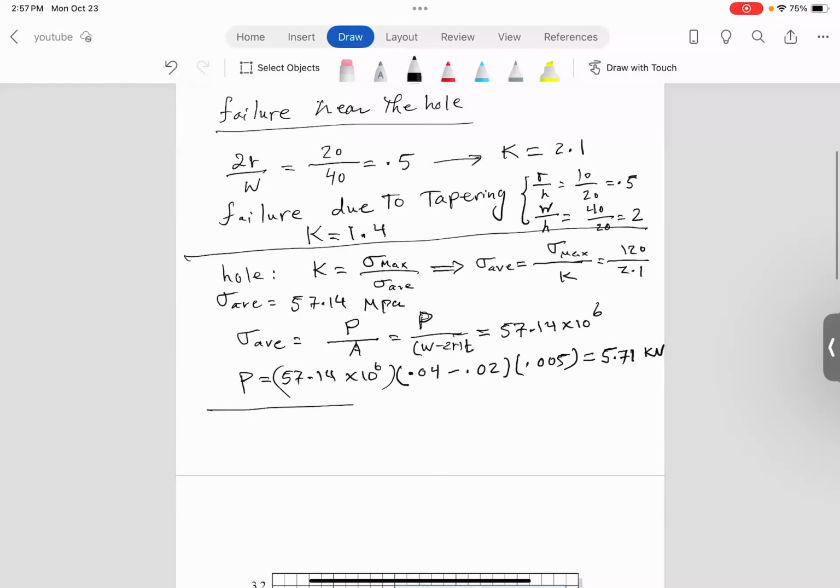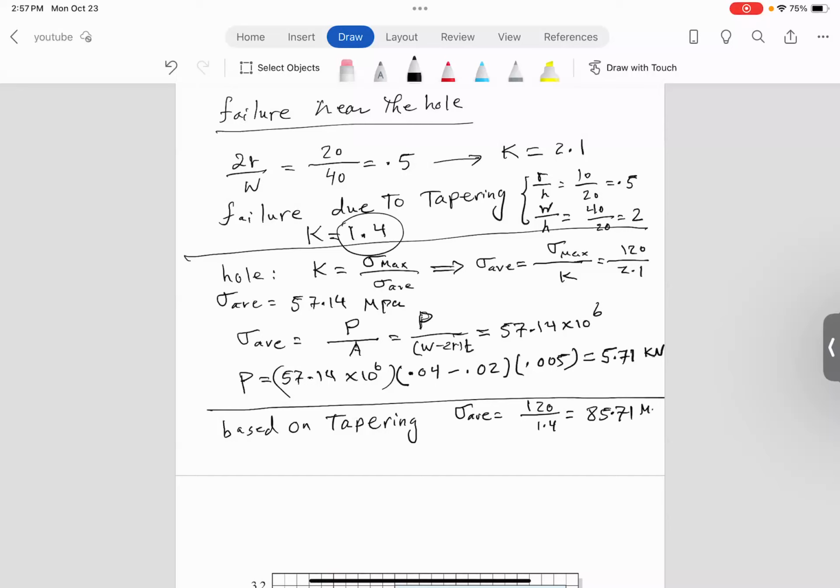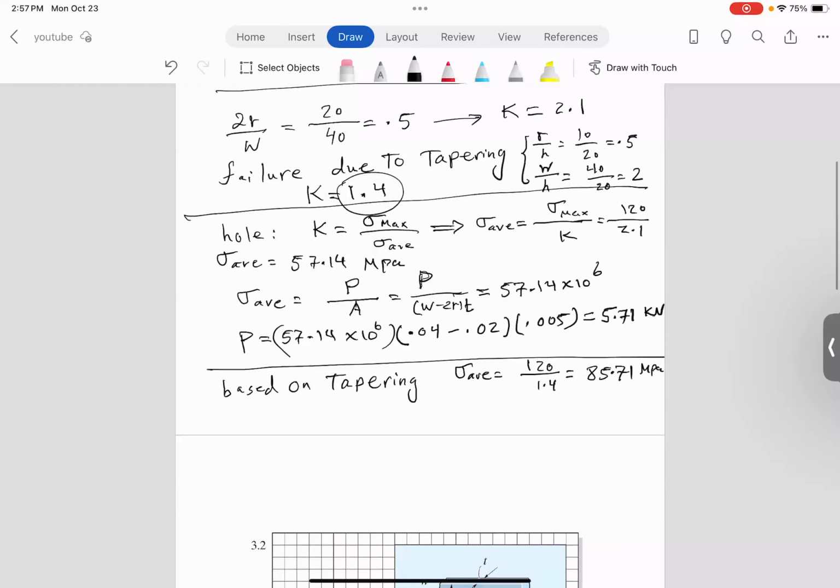Now let's do it based on the tapering. So based on tapering, what's going to happen? Based on tapering, remember K is 1.4 here, right? So we'll do it again, the same thing. Say sigma average is sigma max, which is 120 over 1.4. That becomes about 85.71 megapascal. And then we'll just say, okay, what is sigma average? Sigma average is load divided by area.